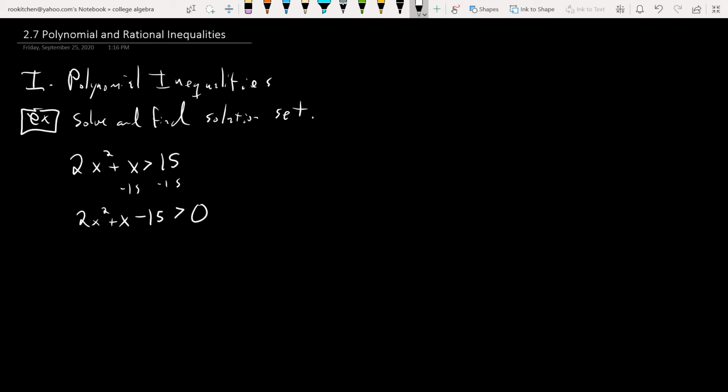The next thing I want to do is forget about the inequality for a second and just work with this set equal to 0 and solve it. So instead of the inequality, just set it equal to 0 and solve. I think I can factor this. It will be 2x and x, and it's got to be plus and minus, so 3 and 5 probably, with the bigger one ending up being positive.